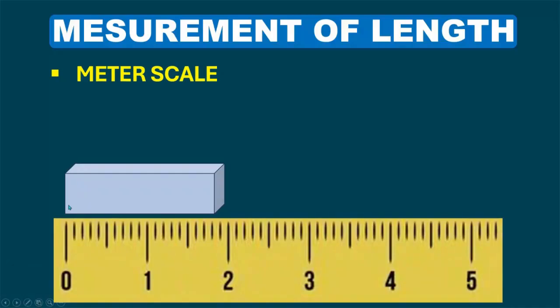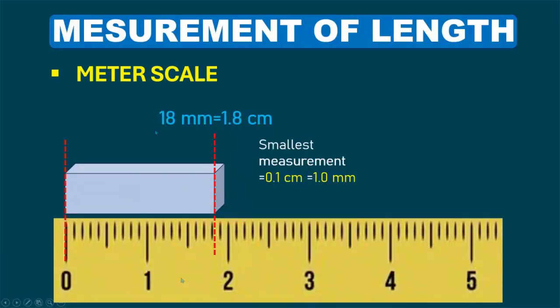One end of the object is coinciding with 0 of the meter scale, and the second end of the object is coinciding with this reading on the meter scale. We can simply compare the length over the meter scale and we can get the measurement of the length of the object. So here if you see, friends, the length of this object is around 18 mm. This reading indicates 18 mm, that is 1.8 centimeter.